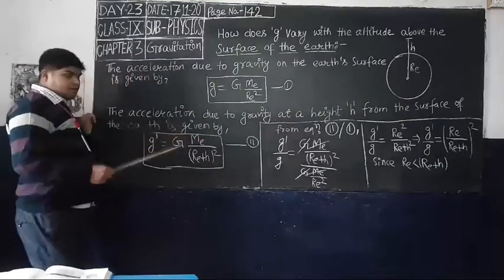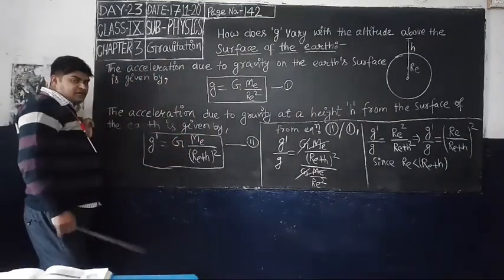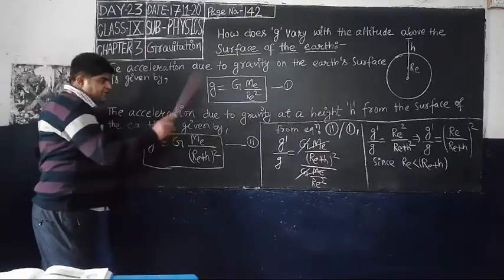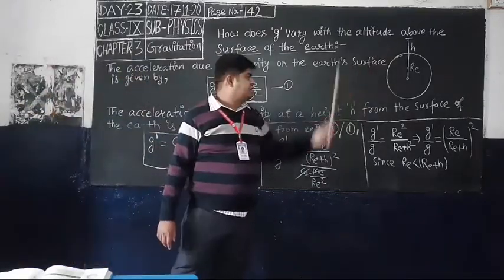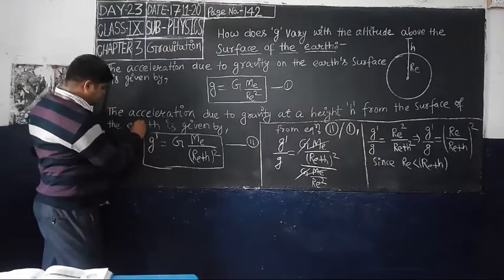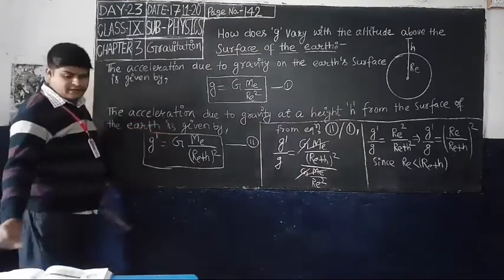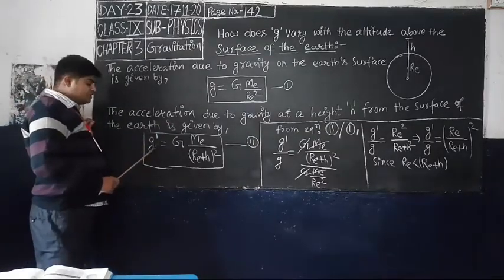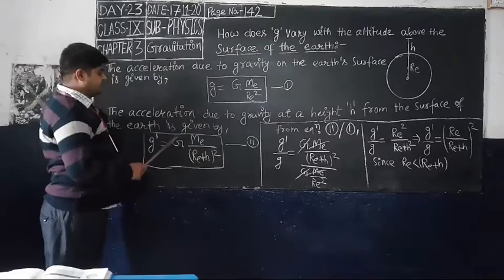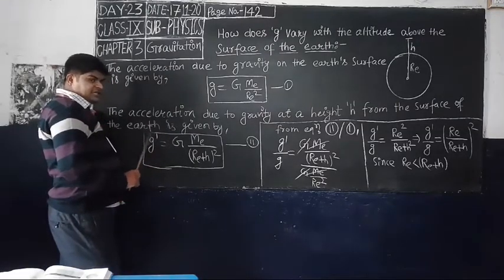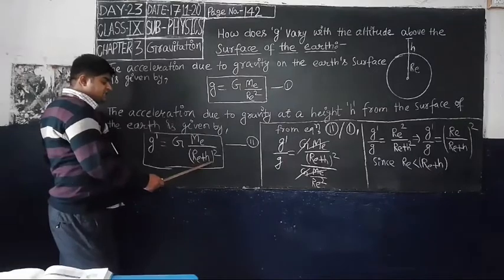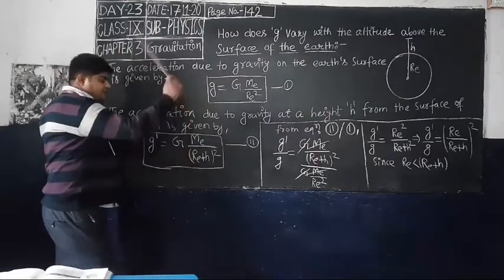I have discussed that the value of a small g does not depend upon the mass of the object. Now, when the object is above the surface of the earth, that means it covers some distance from the earth's surface, then the acceleration due to gravity, small g, at a height h from the surface of the earth is given by, let us suppose, g dash equal to G Me by (Re plus h) whole square. Here G is the gravitational constant, g dash is the new acceleration due to gravity, Me is the mass of the earth, and Re plus h is the distance between the object and the earth, whole square. Suppose this is equation 2.